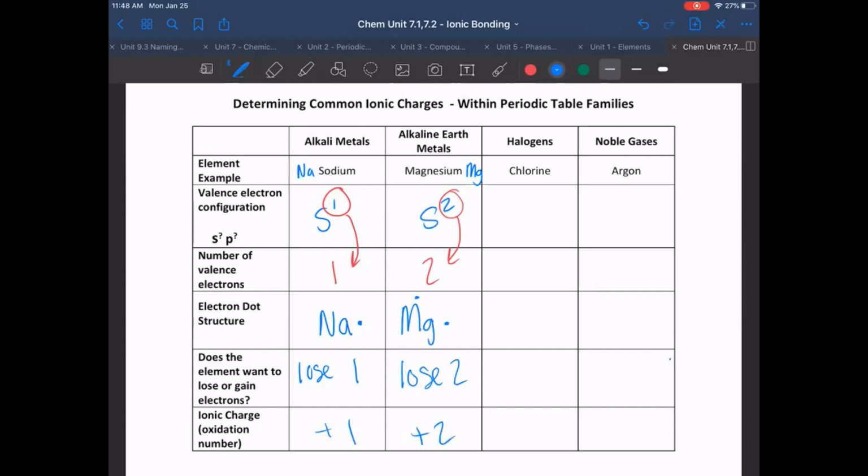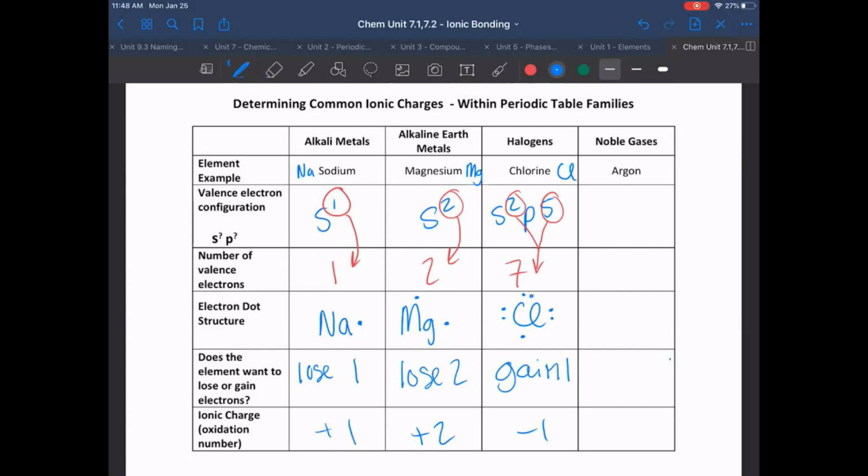All right, what about chlorine? Cl, valence electron config. Exactly, S2P5. So how many electrons? 7. Then I'll draw its dot structure with 3 pairs and 1 single electron. What does chlorine want to do? Gain 1. It's so close. It just wants to gain 1 more. Then its charge is what? -1. Yes, love it.